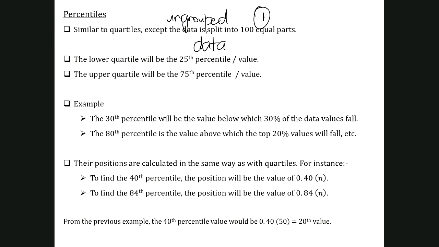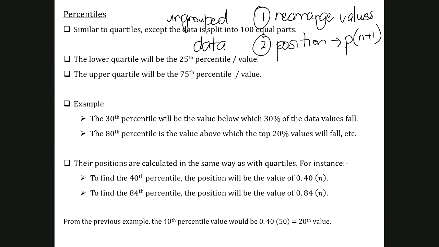So the first step when it comes to your ungrouped data is to rearrange your values in ascending order, so from smallest to largest. Then you will determine the position of the percentile. The position of a percentile under ungrouped data is calculated as P multiplied by N plus 1. And then the third step is to actually calculate the percentile.